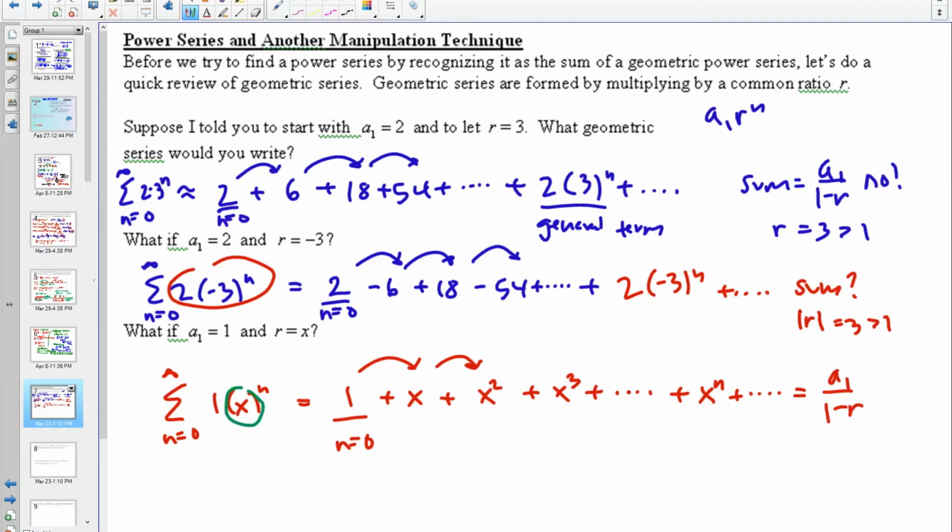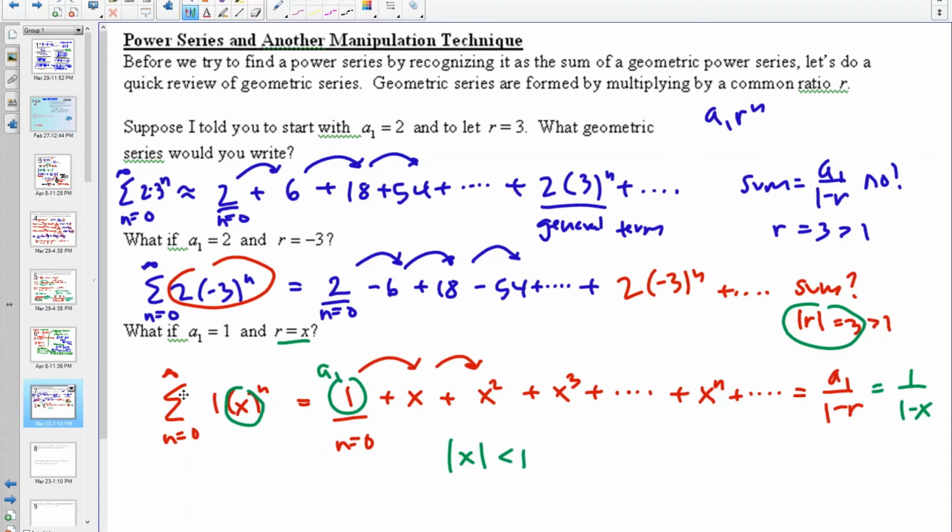What has to be true is this r is x. So this would be a1, which is 1, over 1 minus x. So this would be my sum right here. But the thing is, this is only true if what? You only get a sum if the absolute value of your r, so the absolute value of x, is less than 1.